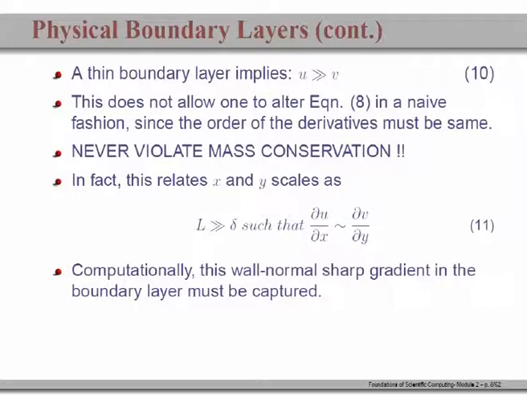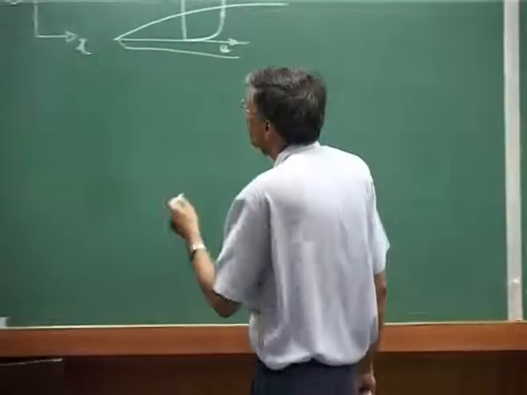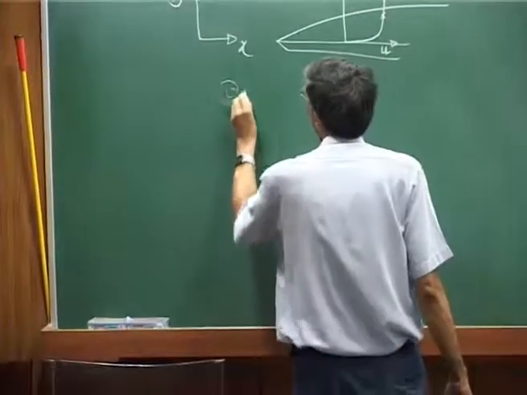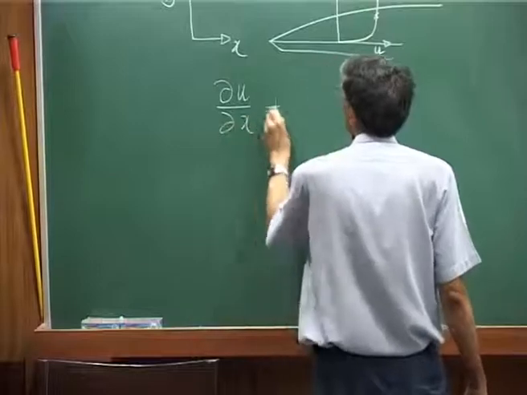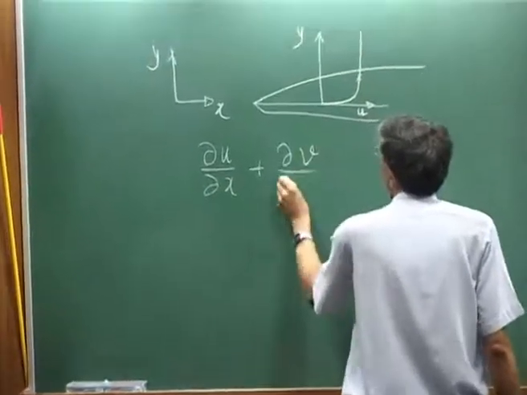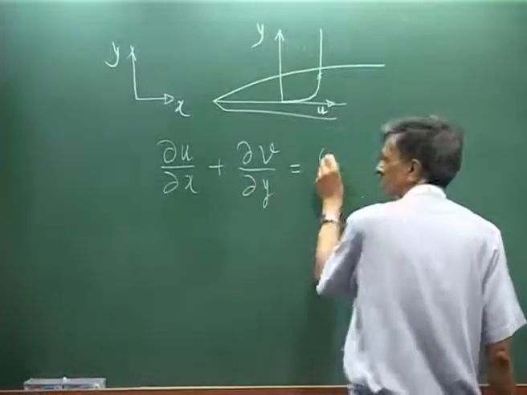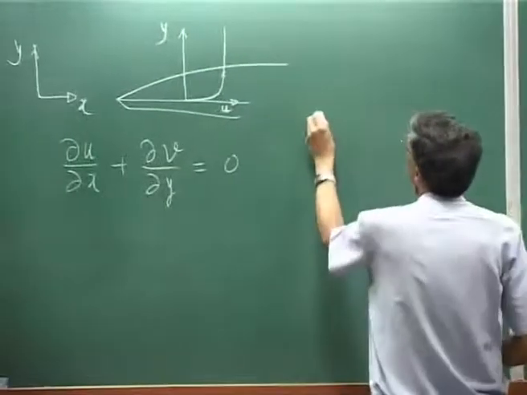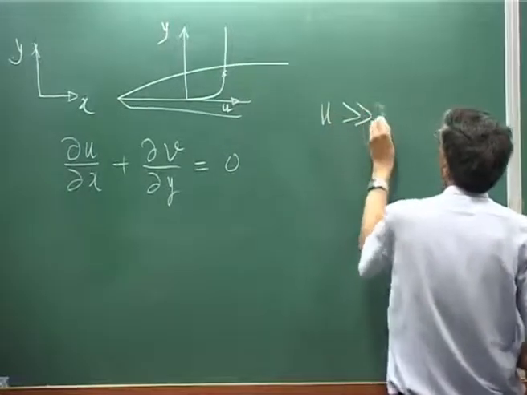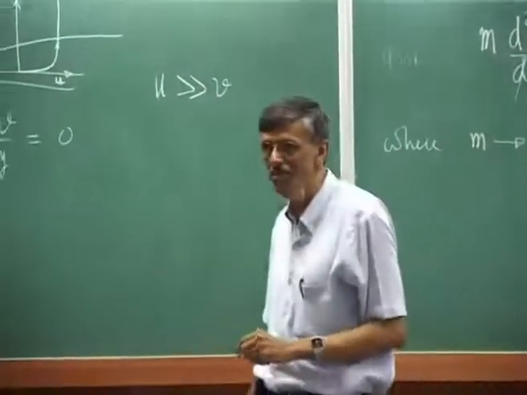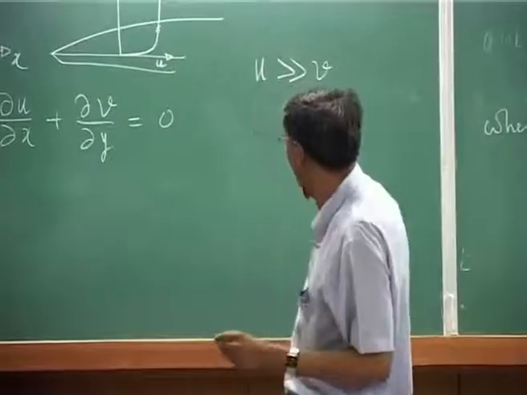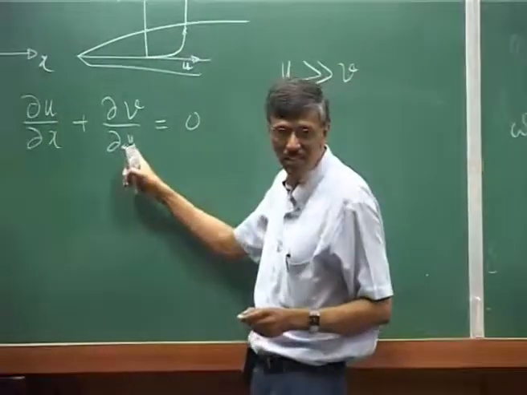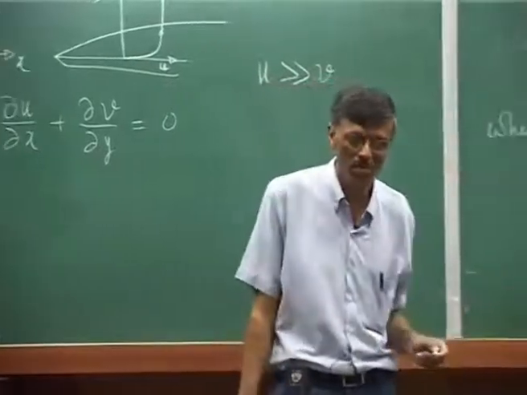In the same way we have already noticed that L is much larger than delta. Now, if I have such a flow, mass conservation is given by this equation. This is for incompressible flow, and since we have just said u is very large compared to v, you may be tempted to eliminate this term in comparison to this. That would be a mistake.